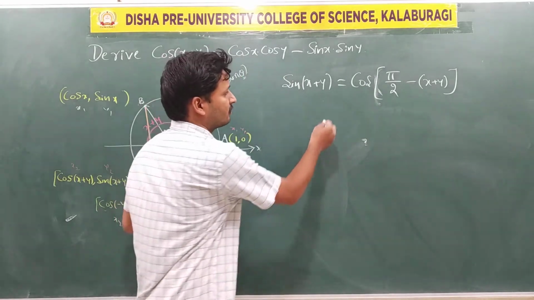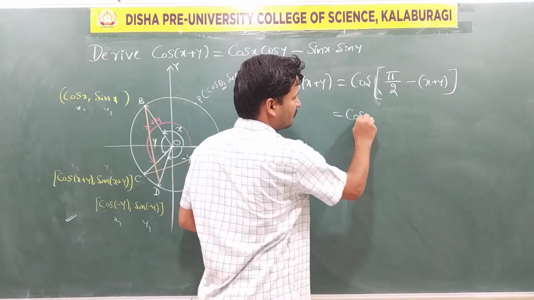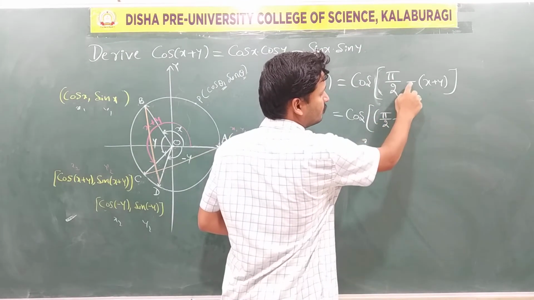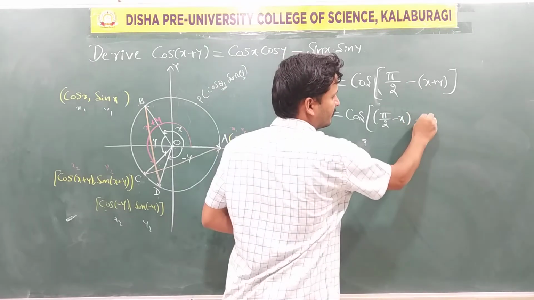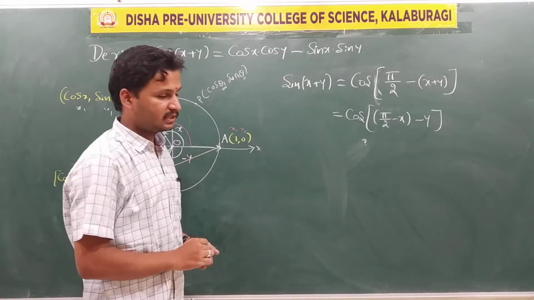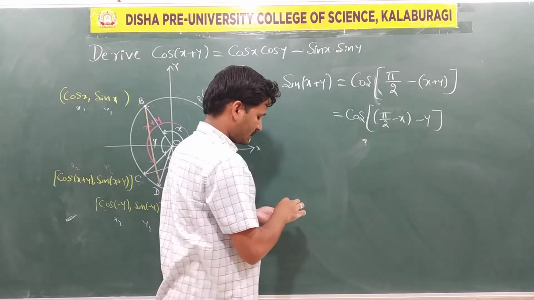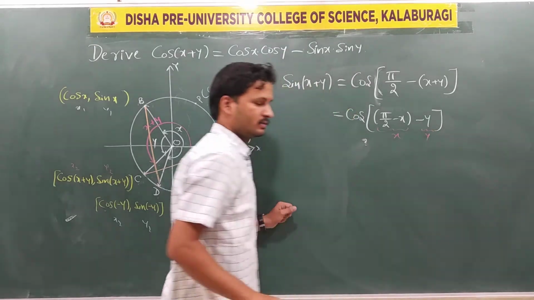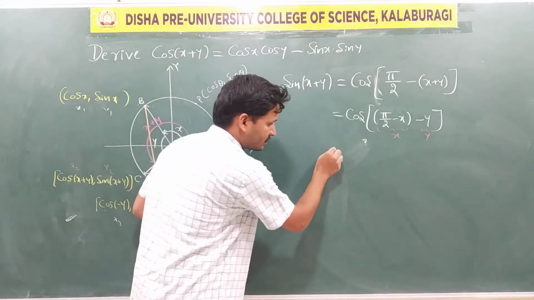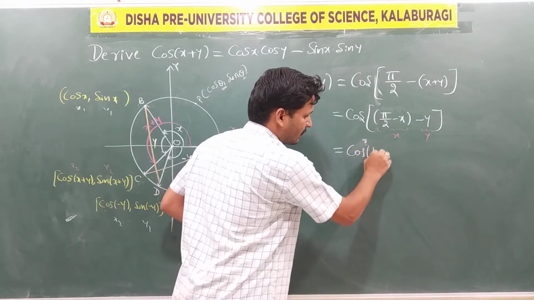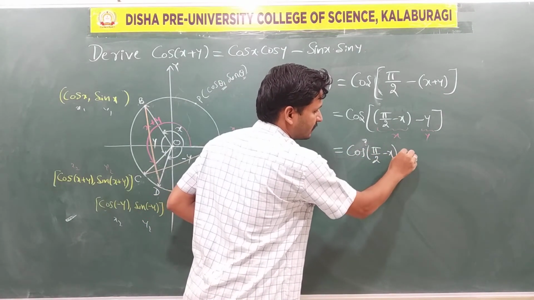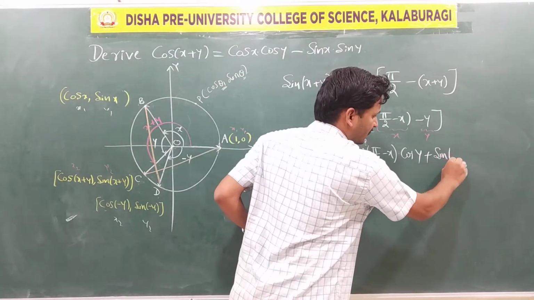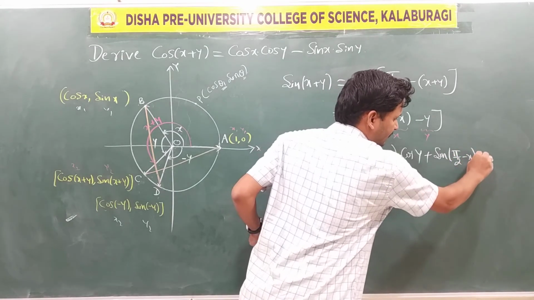And then next, which is equals to cos of, see, just I will arrange the terms. That is pi by 2 minus x, pi by 2 minus x, minus of plus minus y. Now this is of the form cos of x, this total term is treated as x minus y. So cos of x minus y formula again. So which is equals to cos of pi by 2 minus x into cos y plus sin of pi by 2 minus x into sin y.